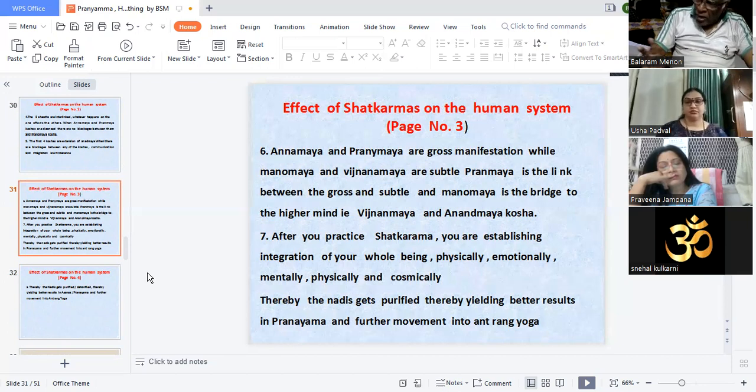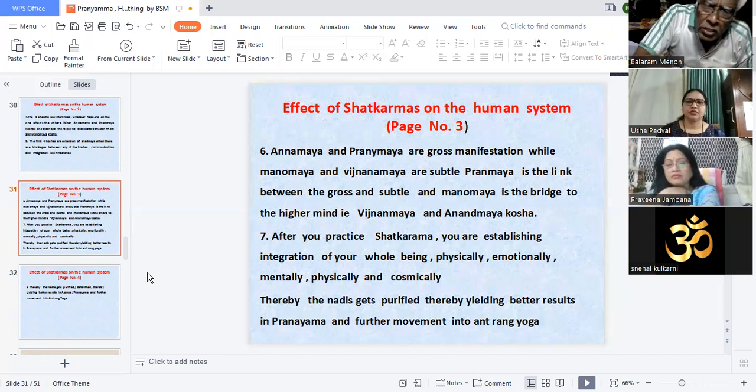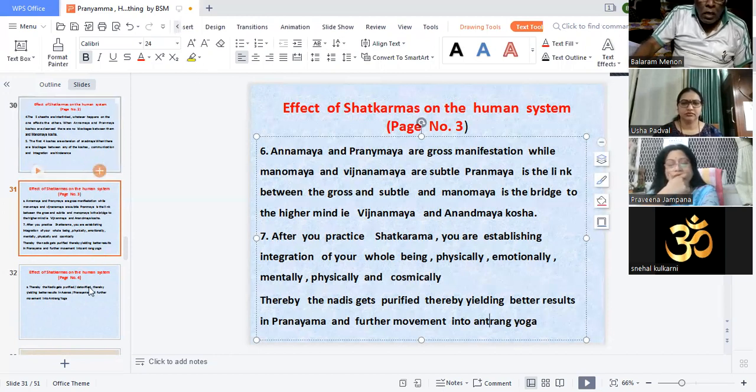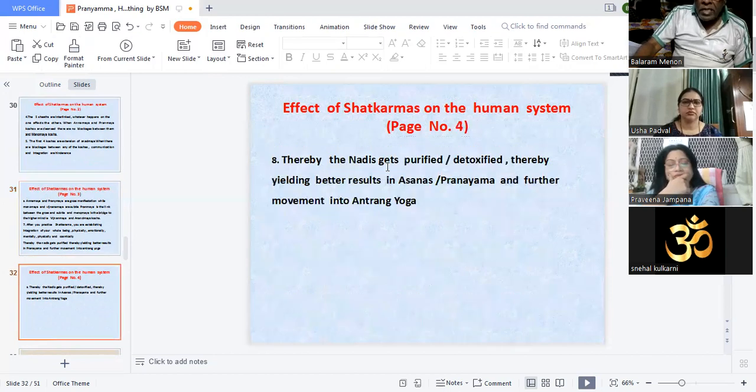See, a comparative question, they may ask you, depending upon the examiner in the viva. After your practice of Shatkarma, you are establishing integration of your whole being, physically, emotionally, mentally and cosmically. Thereby the nadis get purified, detoxified, thereby yielding better results in asanas and pranayama and further movement into antaranga yoga.